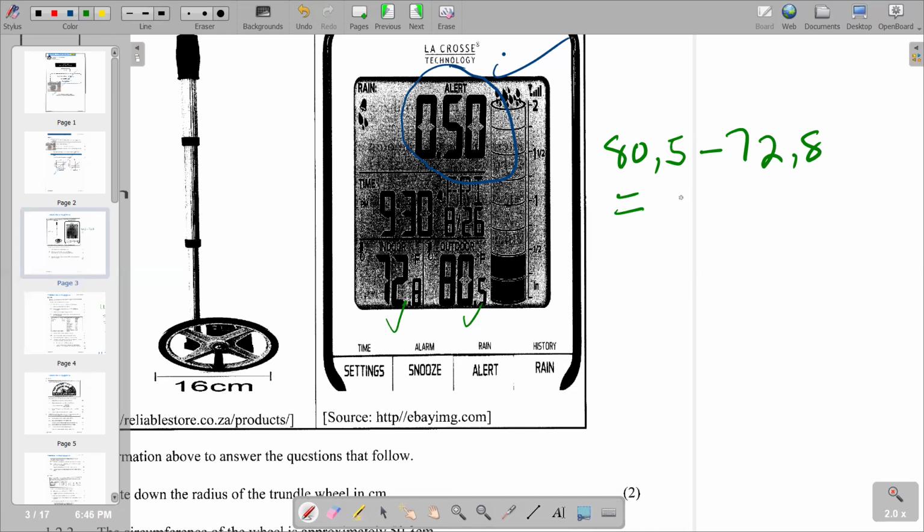If we calculate there, we'll see that the answer we get is 7.7. So 7.7 becomes your answer after subtracting 80.5 minus 72.8. So obviously, that's what we have for the last part of our question.